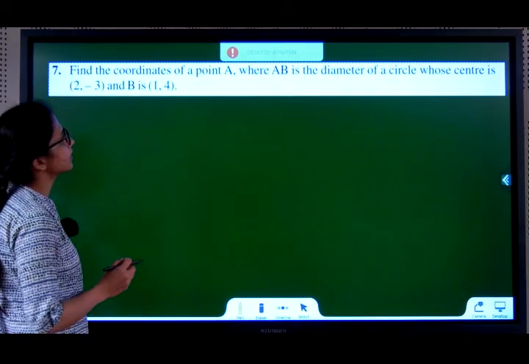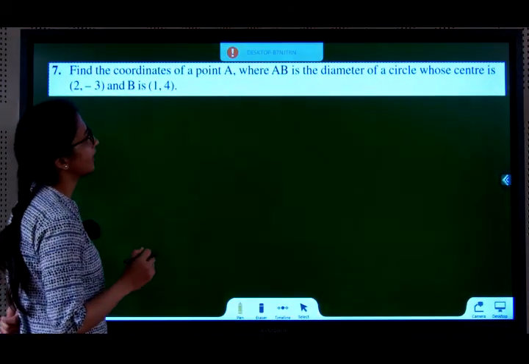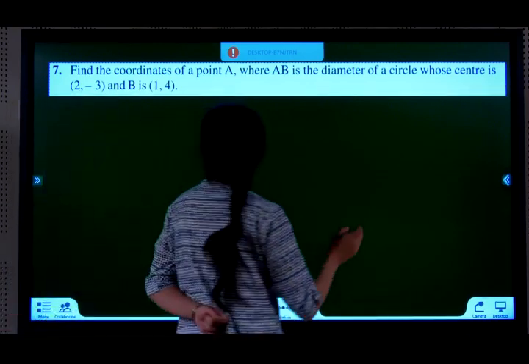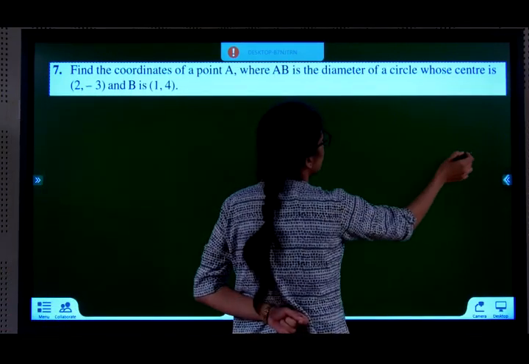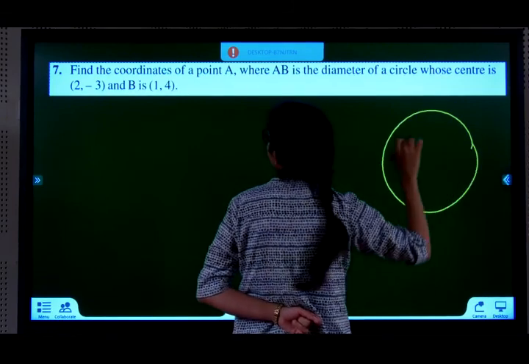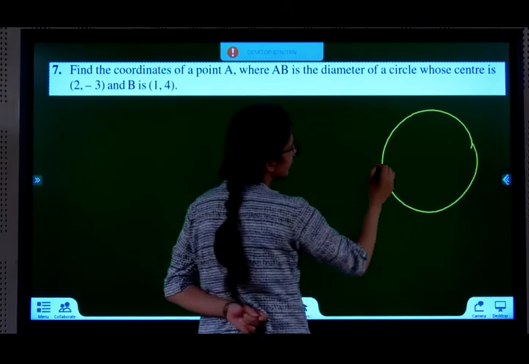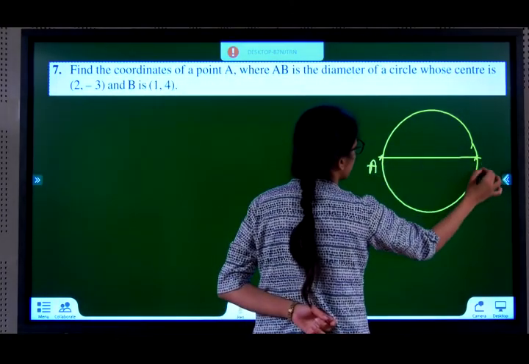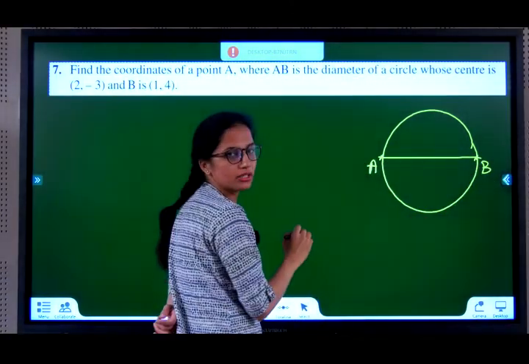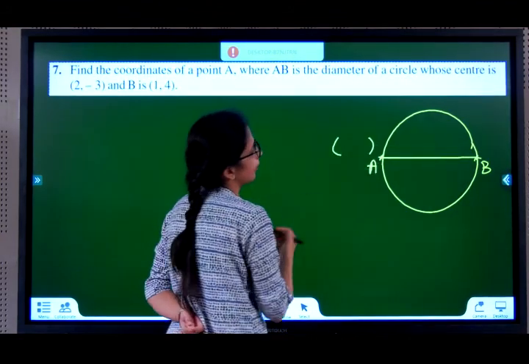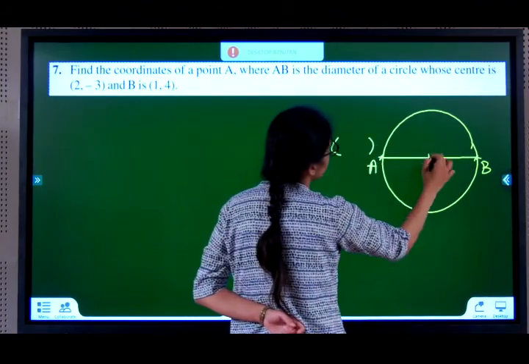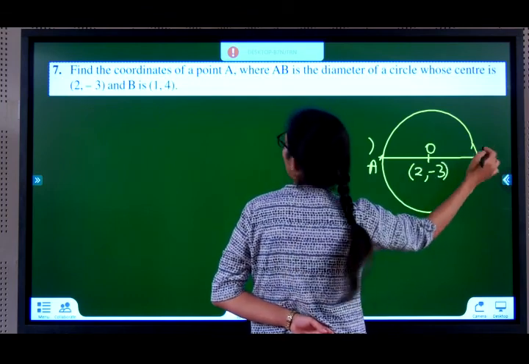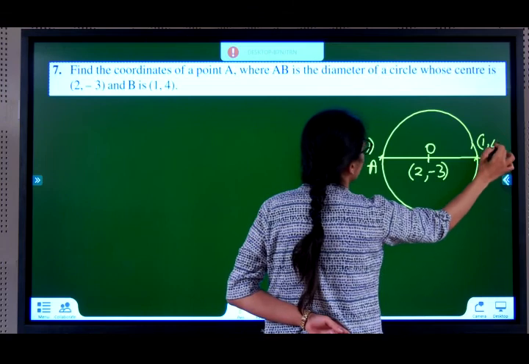Find the coordinates of a point A where AB is the diameter of a circle whose center is (2, -3) and B is (1, 4). So there is a circle here and we have a diameter AB. They are asking you to find the coordinates of A. We don't know this, you have to find it. The center is given as (2, -3) and B is given as (1, 4).